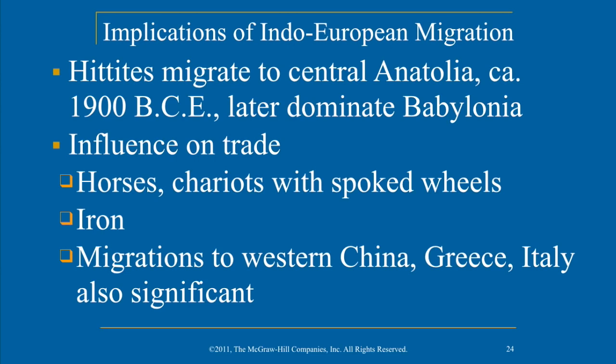The implications of Indo-European migration is basically the Hittites migrate to central Anatolia, again Turkey, 1900 BCE, later dominate Babylonia, and they have an influence on trade. Horses and chariots with spoked wheels.